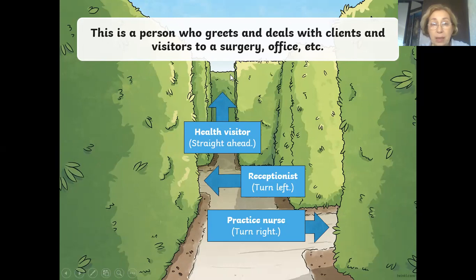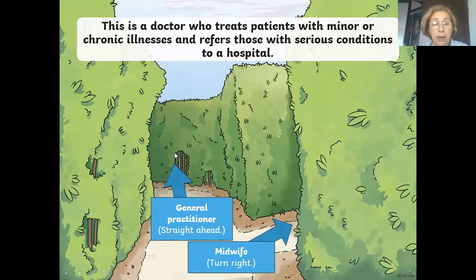This is a person who greets and deals with clients and visitors to a surgery office, etc. Is it health visitor, receptionist, or practice nurse? Receptionist, of course. Okay, Denis says so we should turn left. The next: this is a doctor who treats patients with minor or chronic illnesses and refers those with serious conditions to a hospital. This is general practitioner, and we go straight ahead, or midwife, and we turn right.